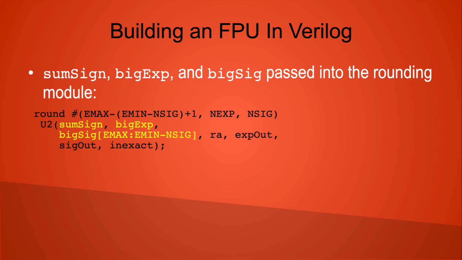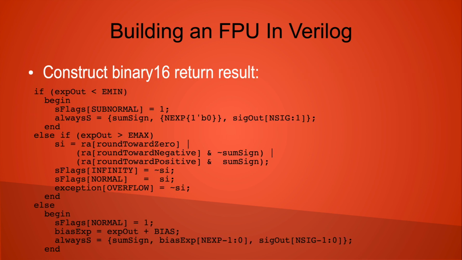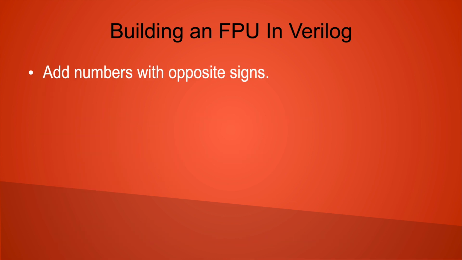The sign of the Augend, also known as sum sign, big exp, and big sig are passed into the rounding module. After rounding, Control passes back into the always block where we construct the binary 16 return value. I'm not going to dwell on the details of constructing the value since this was covered for the multiplication circuit. Obviously, this isn't the completed addition circuit. We haven't yet dealt with the case that the two operands have opposite signs. We need to do that now.